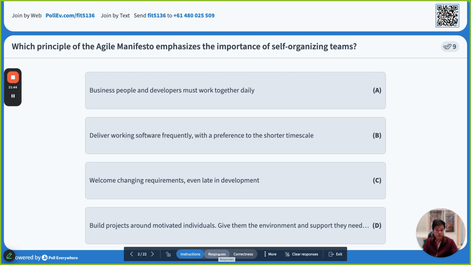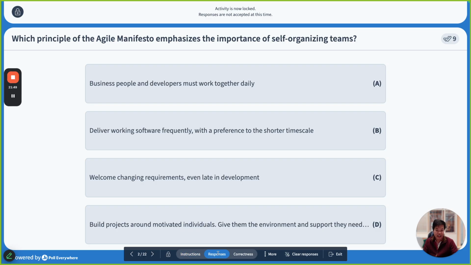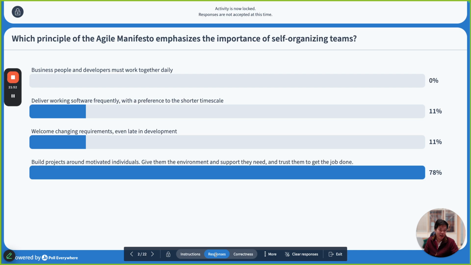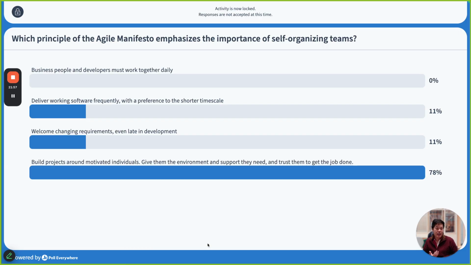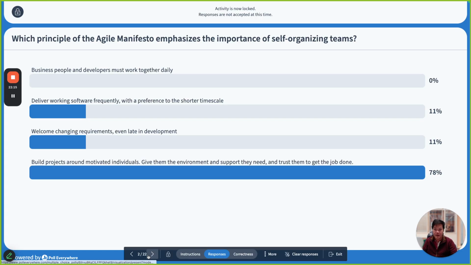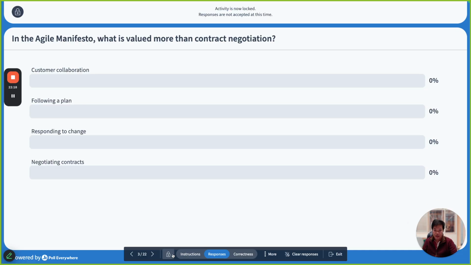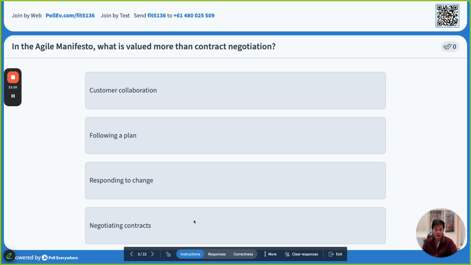All right, so the answer should be D. Yep, that's correct. The majority of the students got it correct. Self-organizing is more about self-motivation. You want to build projects around motivated individuals, right? Like, yes, I am a software engineer, I feel comfortable with this task, this feature, and I'm going to do it. You feel motivated, and we just provide the environment and the support and trust them to get the job done. So that's the self-organizing one.